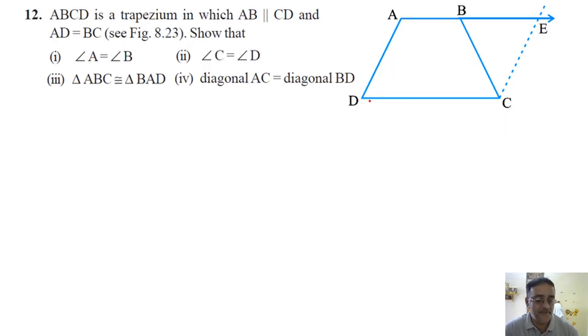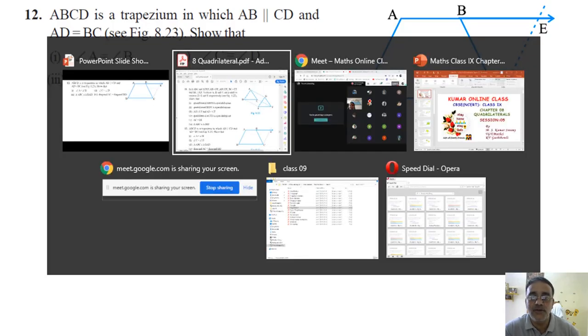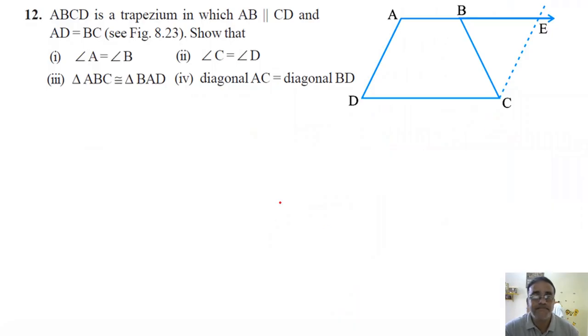Now we'll move towards the last question, that is the 12th question. ABCD is a trapezium in which AB is parallel to CD and AD is equal to BC. Both are given equal. Show that angle A is equal to angle B.